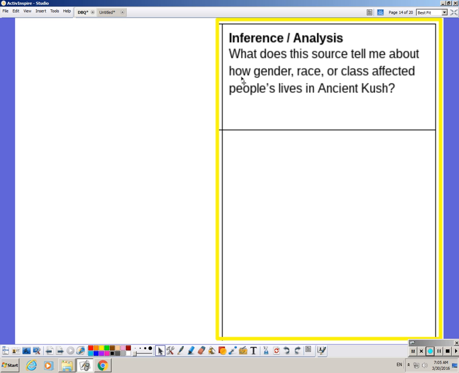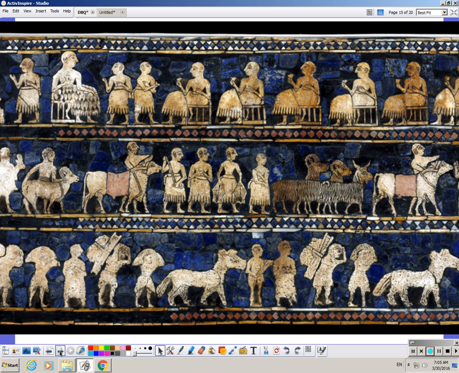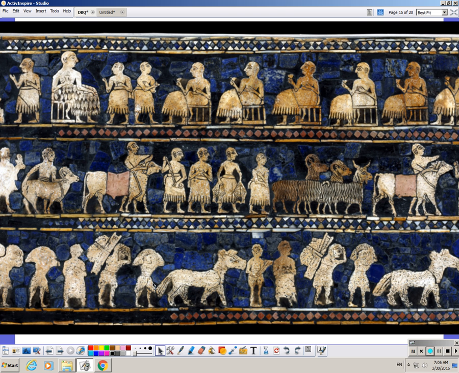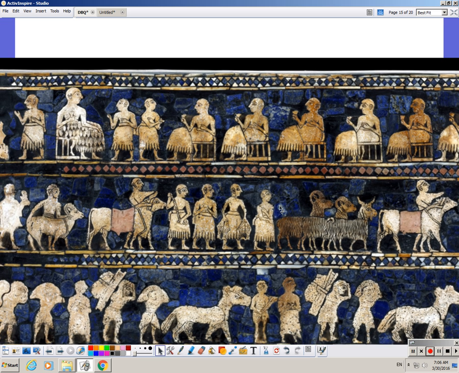So for the last part of your chart, the last column is for inference and analysis. Here you're going to think about, what does this source tell me about how gender, race, or class affected people's lives in ancient Kush, in this case in ancient Mesopotamia. So going back to my image one more time, I'm thinking now about my observations, and I'm inferring that women may have been expected to stay at home because women are not really shown on this image. They're not shown in public. They're not shown involved in this work, being part of the king's court or being out in the fields, being visible.